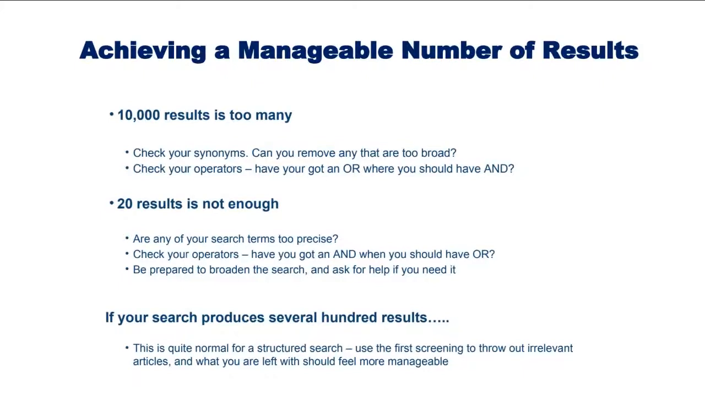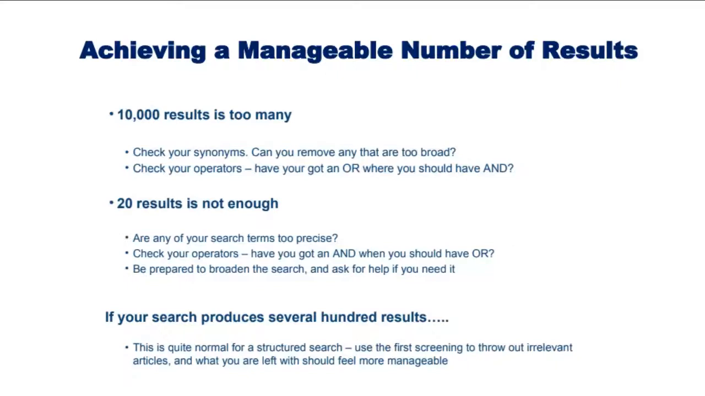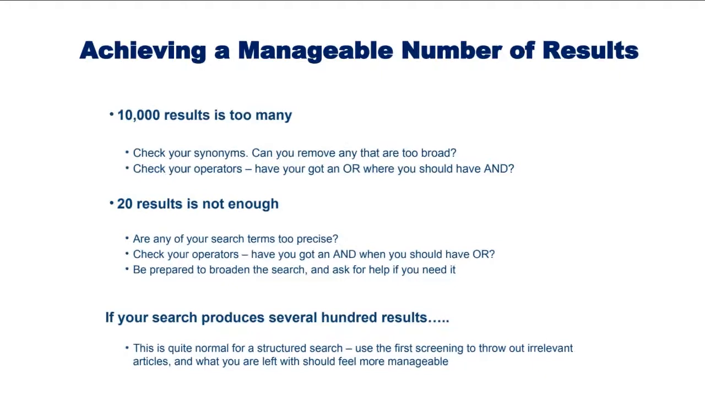So that is also an issue. The things you have to check if you're getting very few articles is: are any of your search terms too precise? You have to check your operators. Have you got an "and" when you should have an "or"? This is a very common mistake, where people put "or" where they need to put an "and". Be prepared to broaden the search. If you get very few articles, maybe you need to put some synonyms there, words with similar meanings.